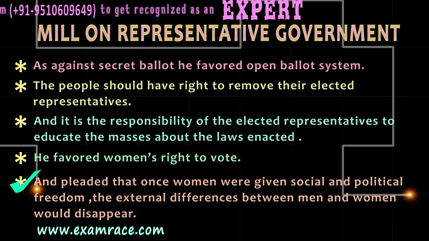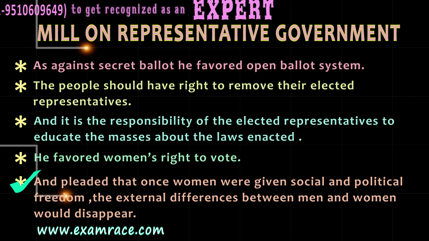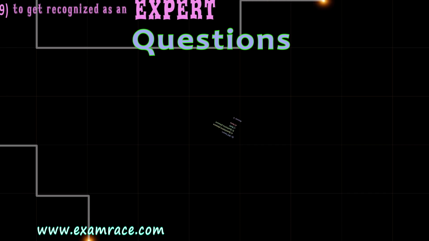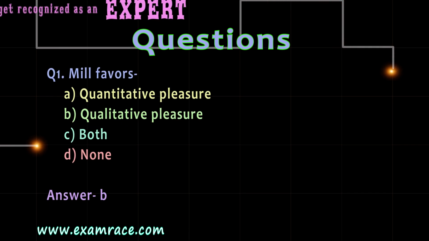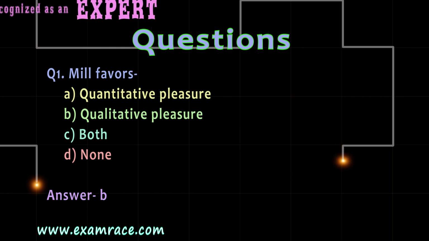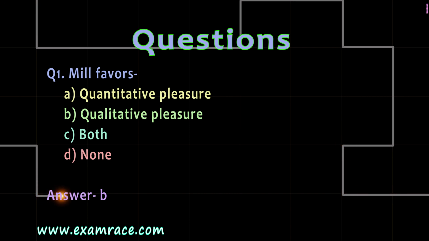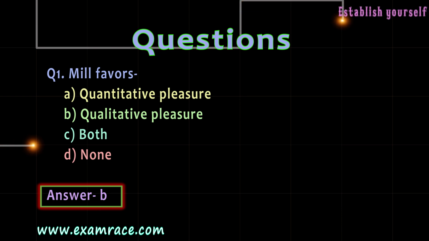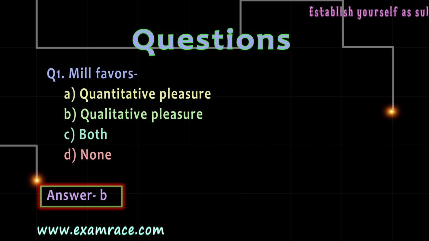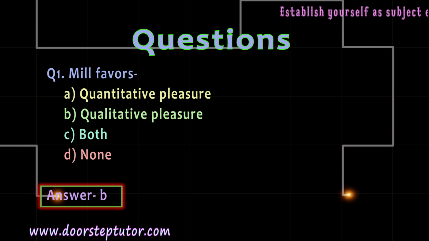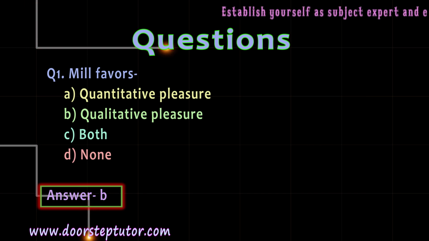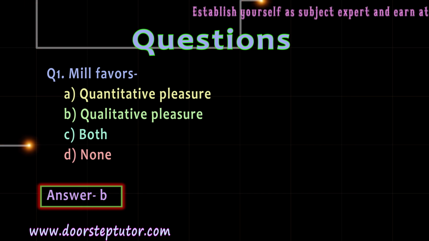Let us now take multiple choice questions. So, the first question is: Mill favors A. Quantitative pleasure, B. Qualitative pleasure, C. Both, and D. None. The correct answer would be B, qualitative pleasure. Mill stood for qualitative pleasures, and by giving a qualitative conception, he has raised the idea of utilitarianism, and there he has been different from the Benthamite school of thought also.